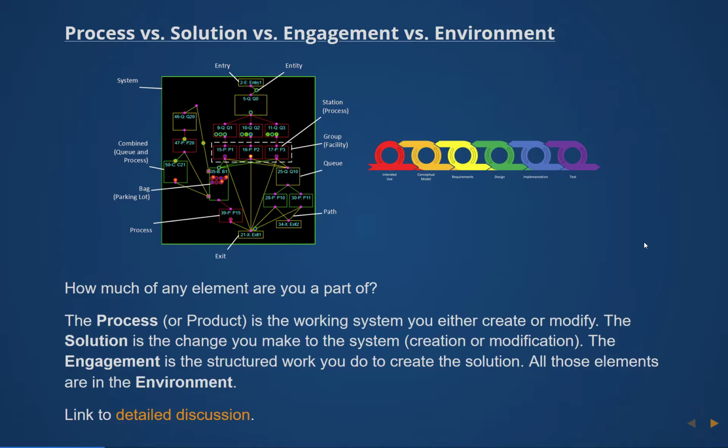And all those elements are in the environment: the working environment, the corporate environment, the organizational environment. Also, there are links to further discussions, either blog posts, videos, slide decks, or other links elsewhere on the internet, buried throughout these pages. So feel free, if you're curious about any of this stuff, to go and see more.